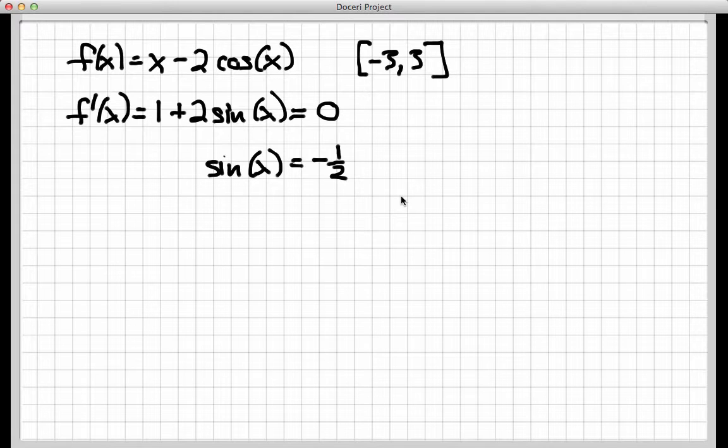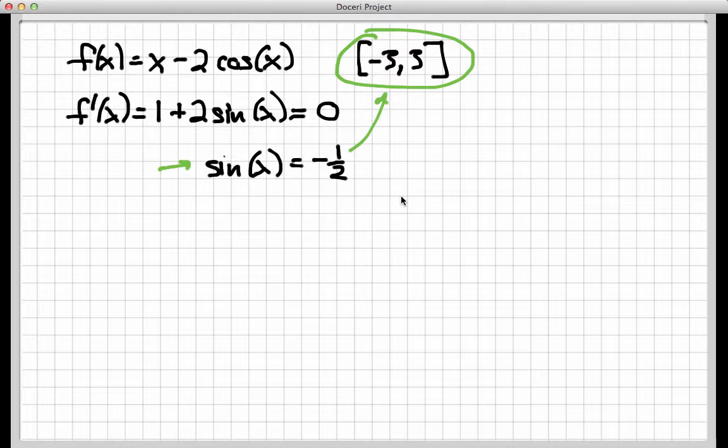So I need to solve this equation, but I have to be careful about it this time because sine x equals -1/2 has infinitely many solutions. However, I'm only concerned with the interval from -3 to 3. So what I'm trying to find here are the solutions to this equation that lie within this interval, and I want to just ignore all others.